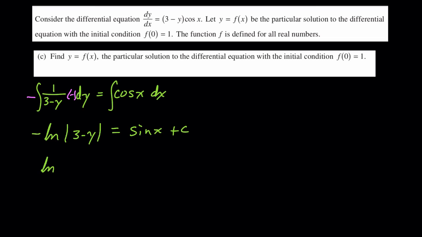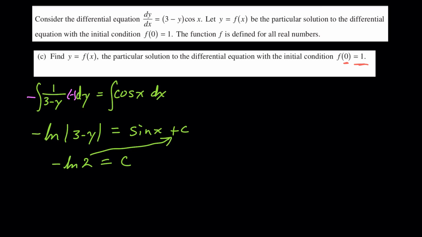All right, we're going to move the negative over to the other side. Let me back up for a second. We're going to use our initial condition before we solve for y to find out what our c value is. All right, so if we plug in 1 for the y value, that's going to give us negative natural log of 2. And then plug in 0 for the x value. That's going to give you sine of 0, which is 0, and therefore c is negative natural log of 2.